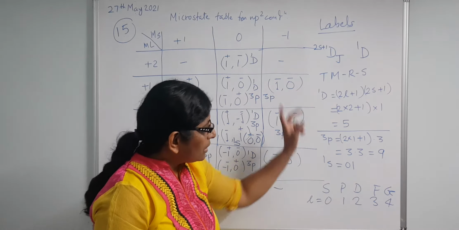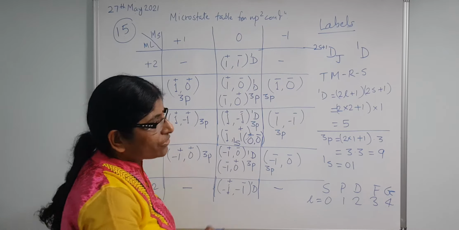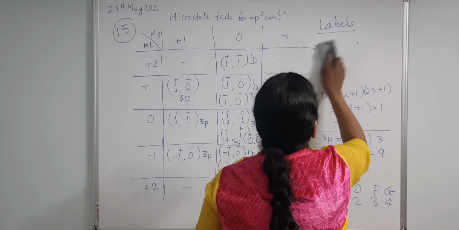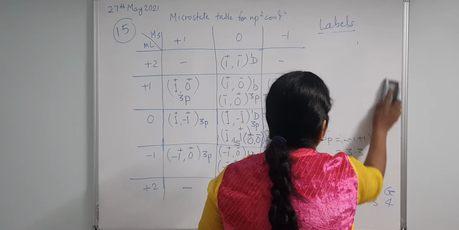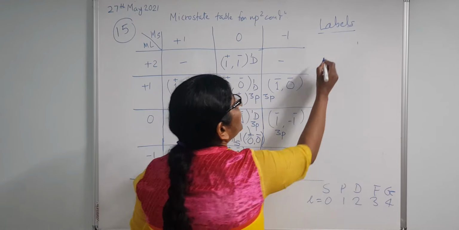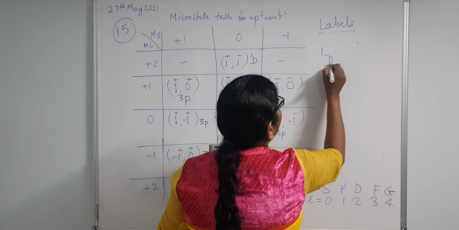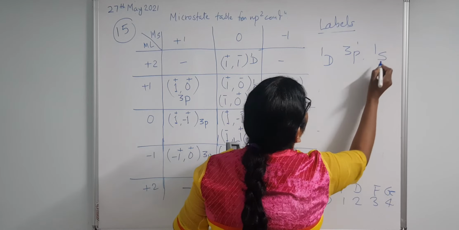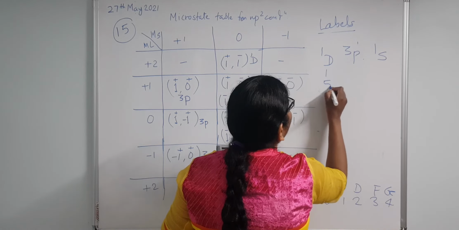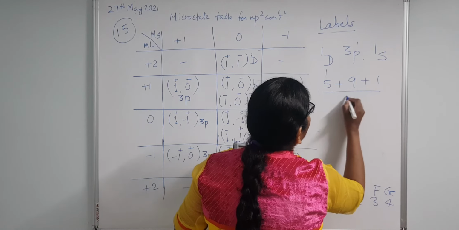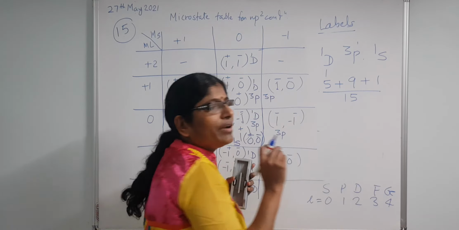So how many RS terms have we derived? 1D, 3P and 1S, these are the three. Their multiplicity is 5 plus 9 plus 1, so total will come 15. So all microstates we have labeled.